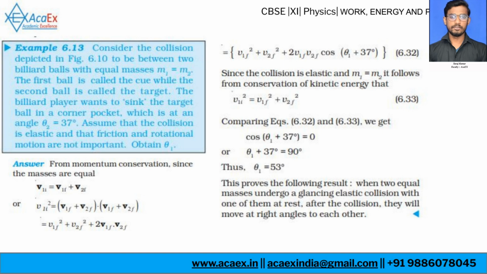Using the conservation of both momentum and kinetic energy, it can be shown that cosine of (theta 1 plus 37 degrees) equals 0. This implies that theta 1 plus 37 degrees equals 90 degrees, so theta 1 equals 53 degrees.